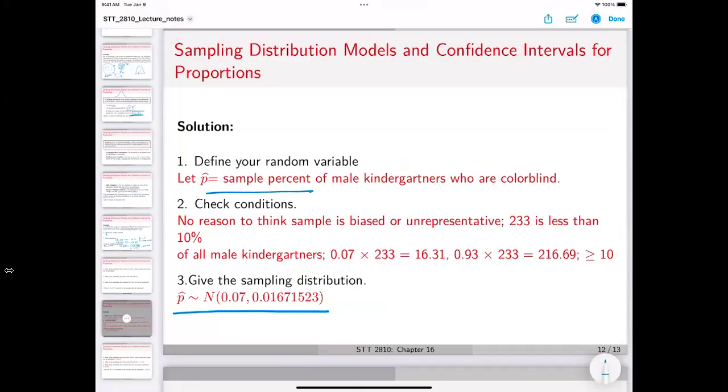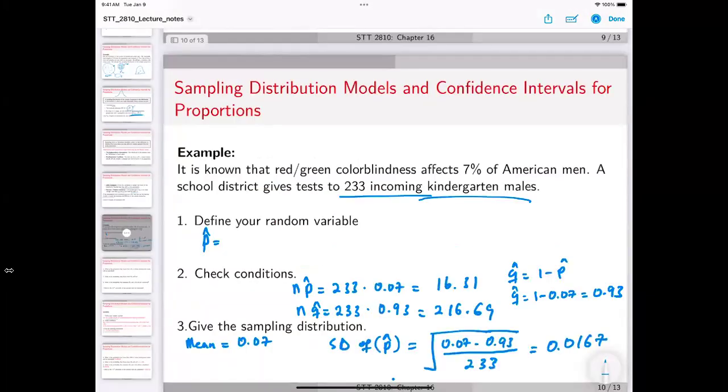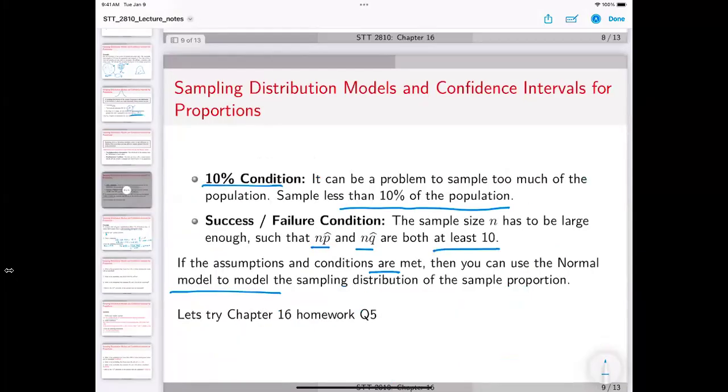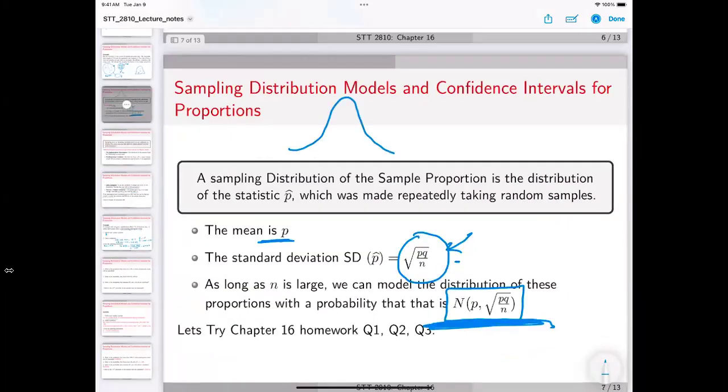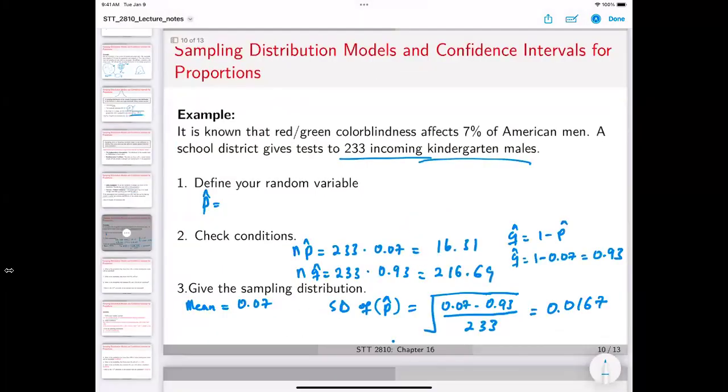Anytime you are asked to find a sampling distribution, remember what I asked you to write in your notes here. So we find the mean and standard deviation. Is that okay? That is a sampling distribution. So the mean is this, which is the same as p. And then the standard deviation is this. Using the formula, we know that the standard deviation of p hat is equal to the square root of pq over n. Does that make sense?